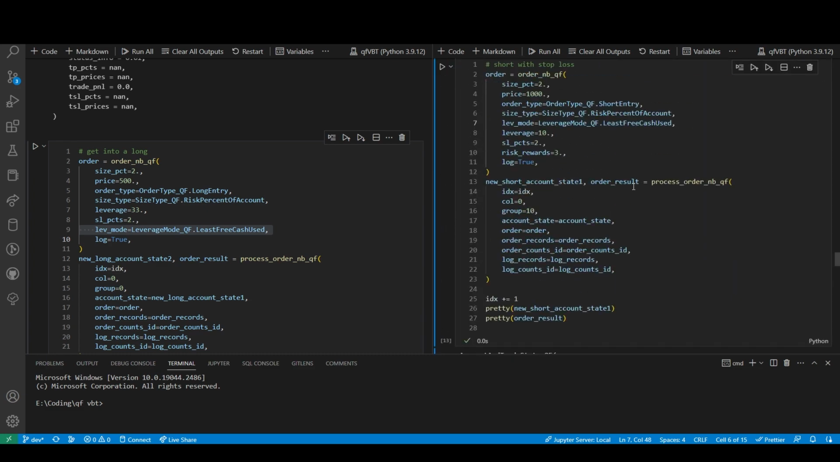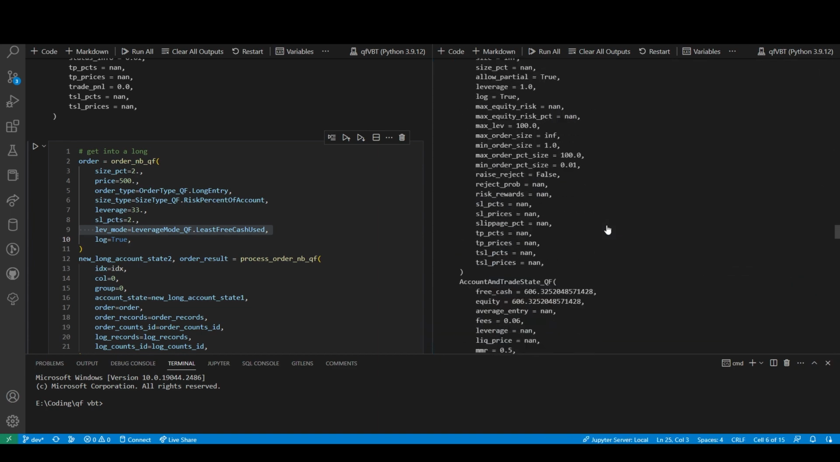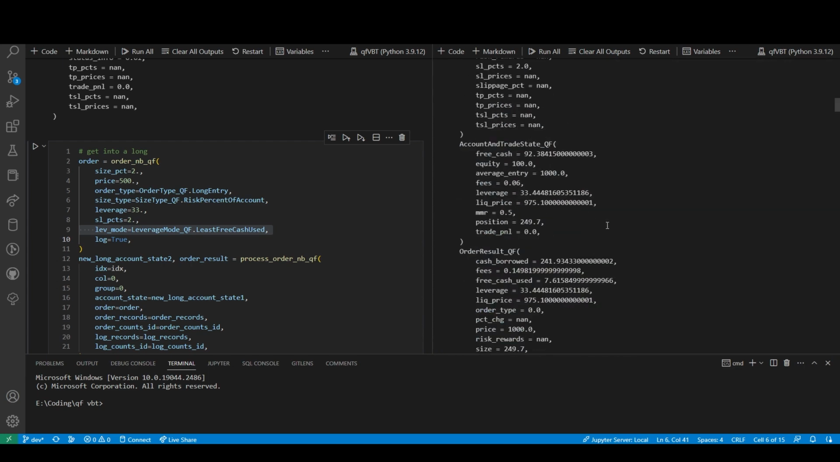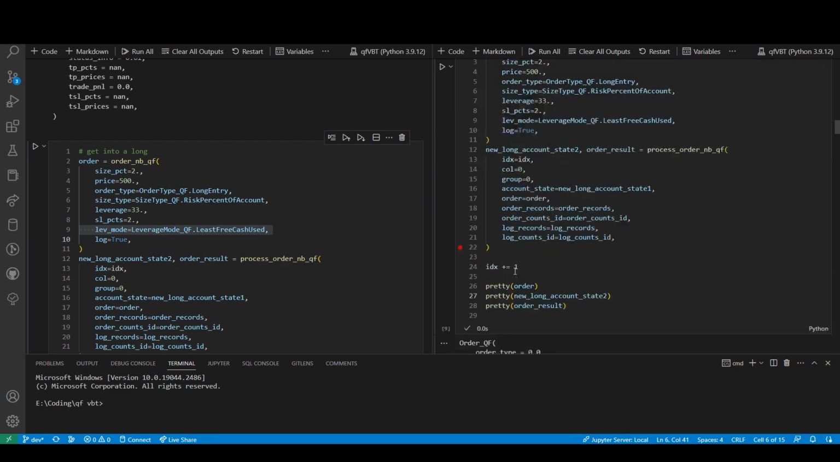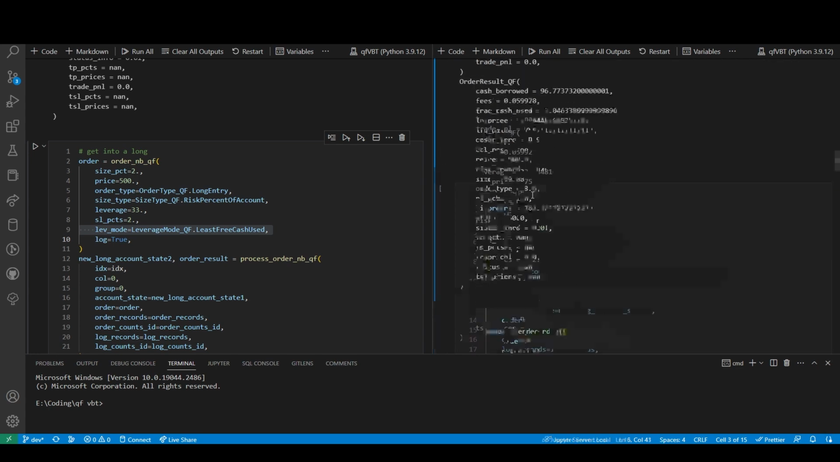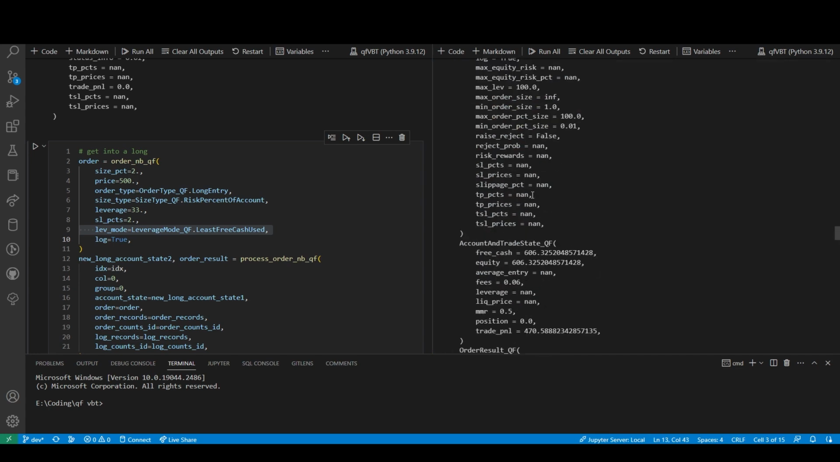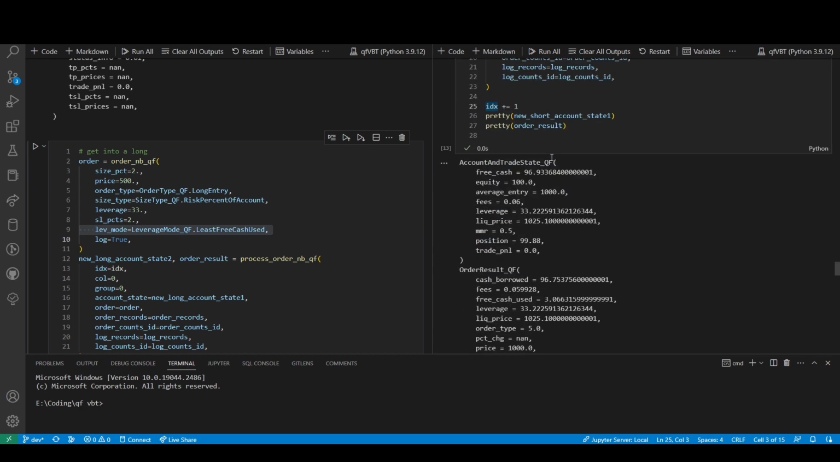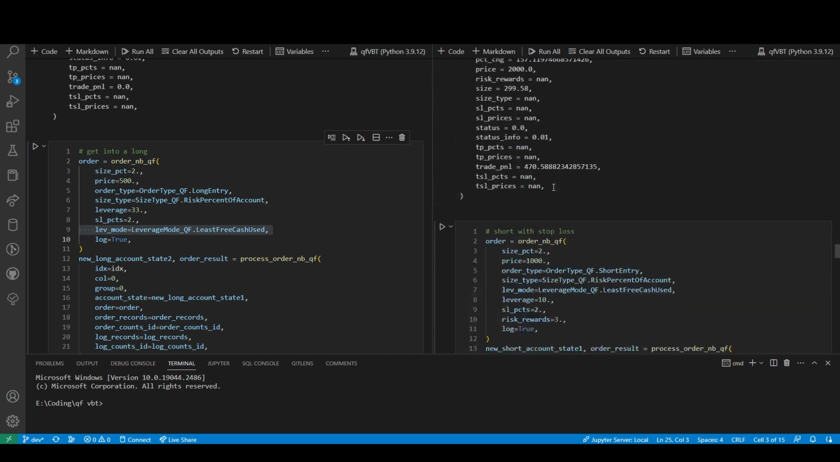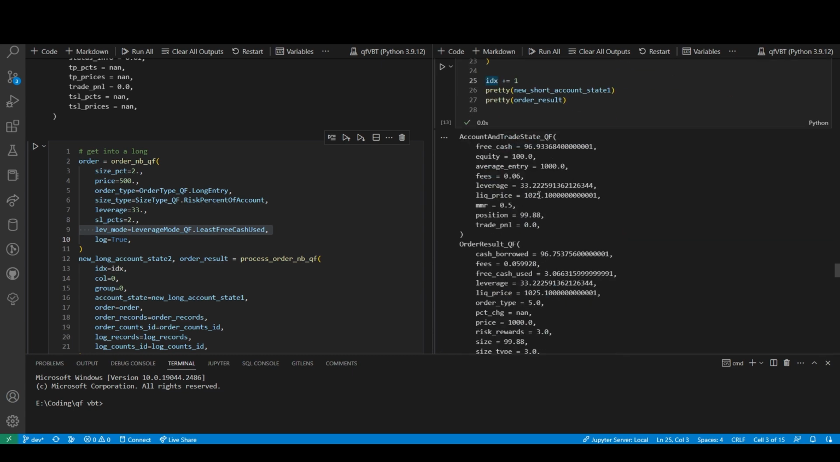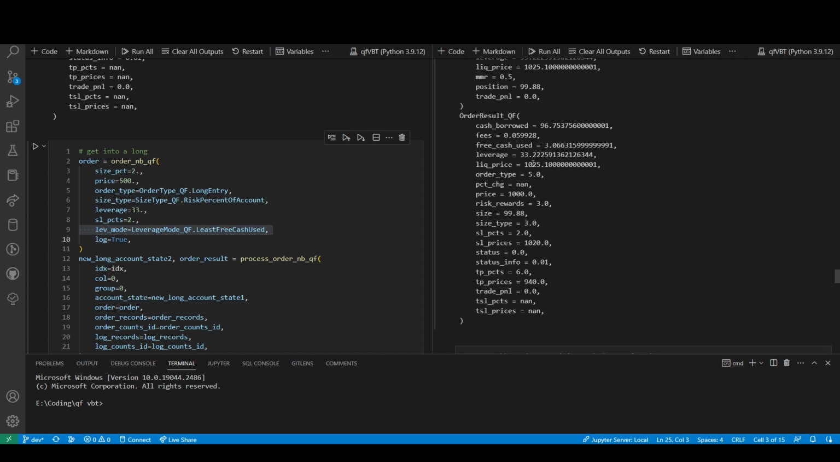Let's see, does this even work? Okay, why does IDX not? Did I not? I did. IDX plus equals 1. I don't know. So open a short. We've got our free cash, equity, average entry is 1,000, fees, leverage 33. Liquidation price is this. Our stop loss is this. Okay, that makes sense.